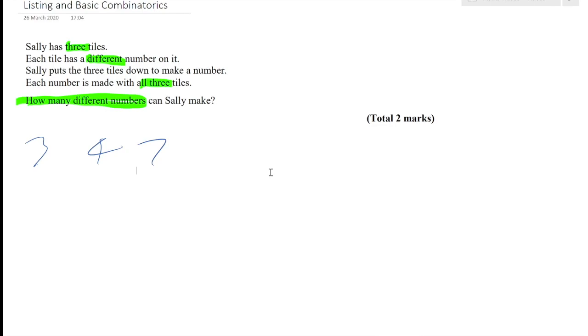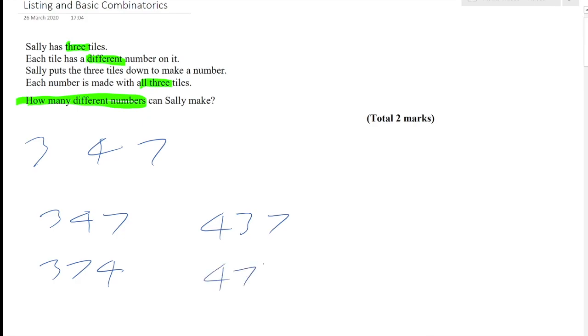So we've got 3, 4, 7; 3, 7, 4; 4, 3, 7; 4, 7, 3; 7, 3, 4; and 7, 4, 3. Now, there are 6 numbers there, I can't make any others, so the answer is 6 numbers.